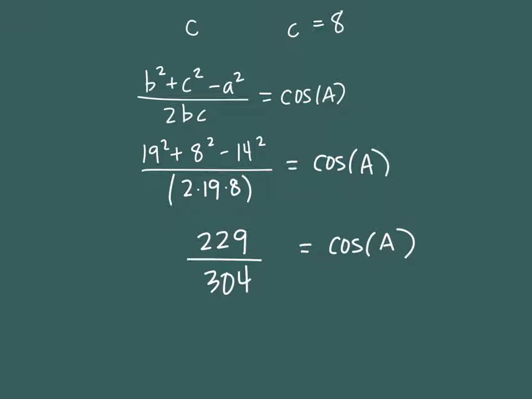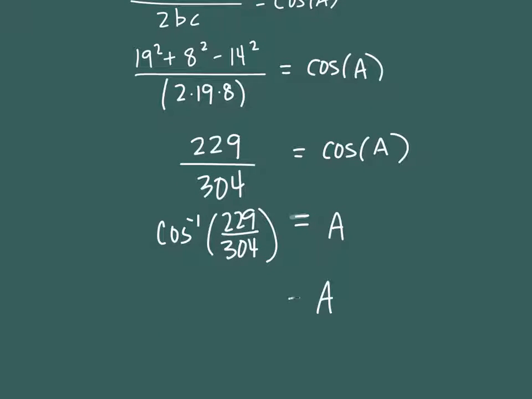So what should we do to both sides to get A by itself? Inverse, exactly. So we will set up the inverse. So A is going to be the cos inverse of 229 over 304. And according to my calculations, somebody should verify this for me, I've got a little more than 41 degrees.